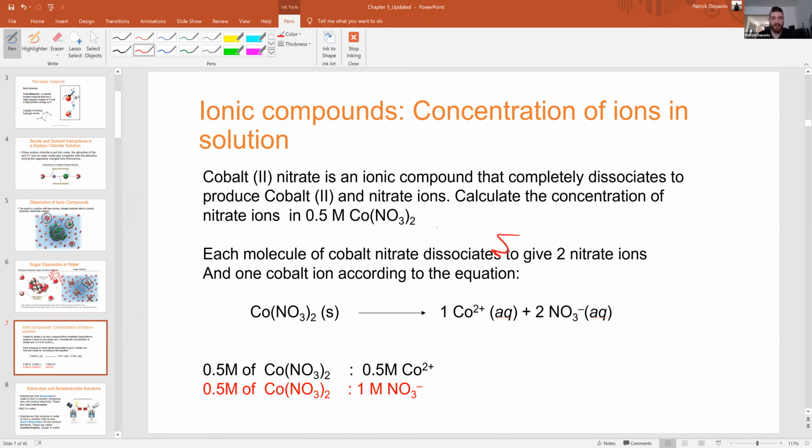Where's the thing? There it is. Wow, it's so tiny. There you go.